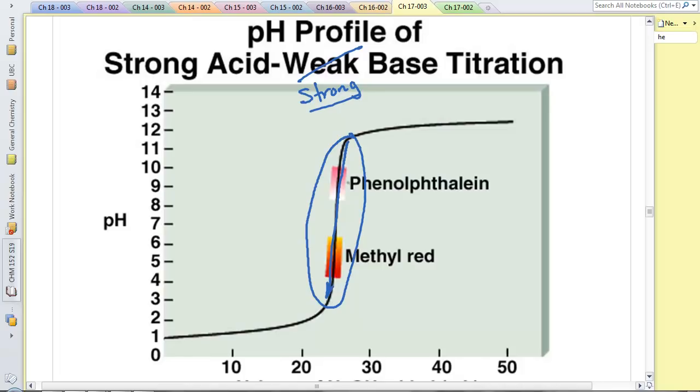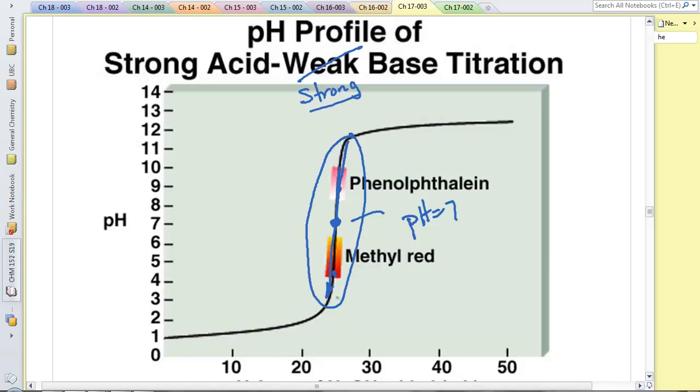Okay? So, yes, we do want one theoretically that changes at pH equal to 7. Okay? But probably up here at pH, starting at about pH 8 or so for phenolphthalein, that's maybe one extra drop, maybe only a half a drop. We're going to be really close.